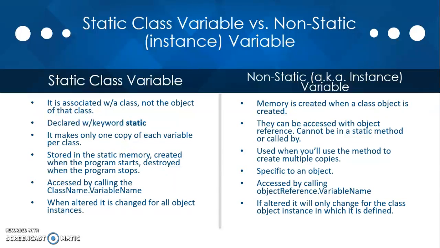In the case of non-static variables, also known as instance variables, the memory is created when a class object is created. They can be accessed with object reference, but they cannot be in a static method or called by it. They are used when you'll use a method to create multiple copies. They are specific to an object. They are accessed by calling object_reference.variableName, and if altered, it will only change for the class object instance in which it is defined.